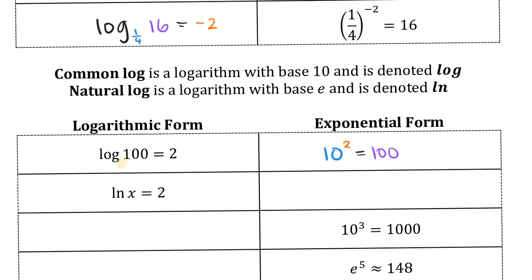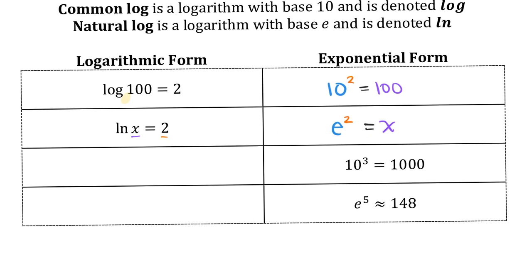And it's called common log because it's the most common log, because your calculator knows it. Now the next one says ln of x, which doesn't look like log, but it actually stands for natural log. Natural log is a logarithm with the base of e. So it does not denote a base, but if I see ln, the base is automatically e. The exponent is what it equals to. And in this case, there's a variable here, so it equals x. That's how I would rewrite it.